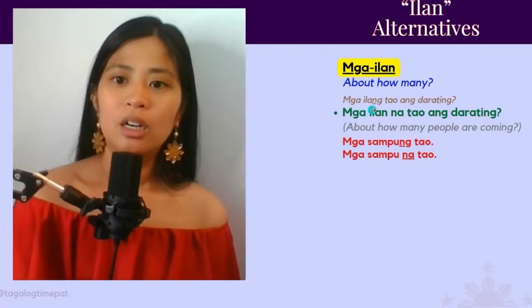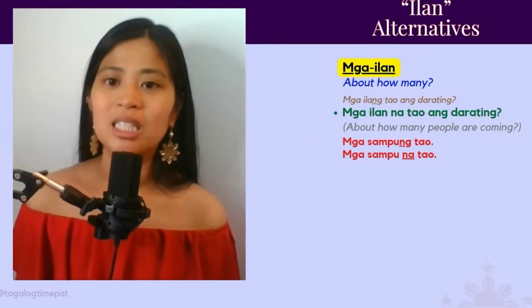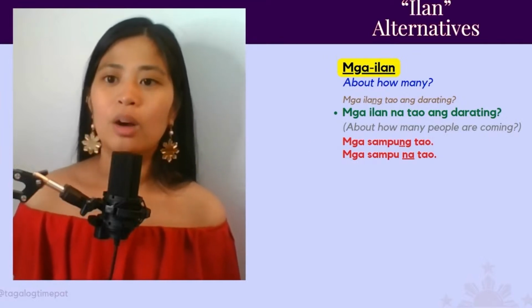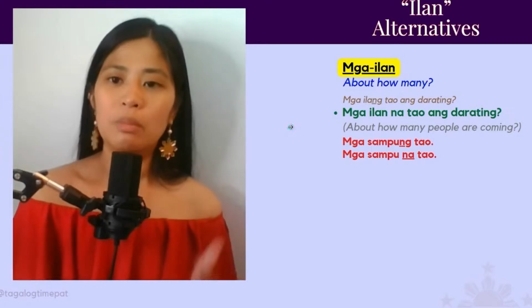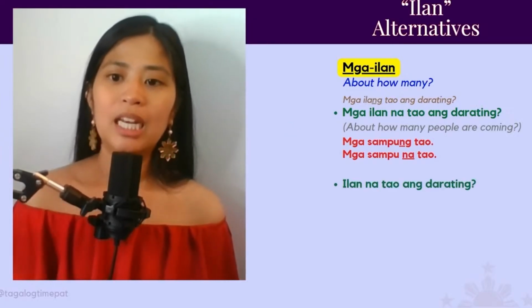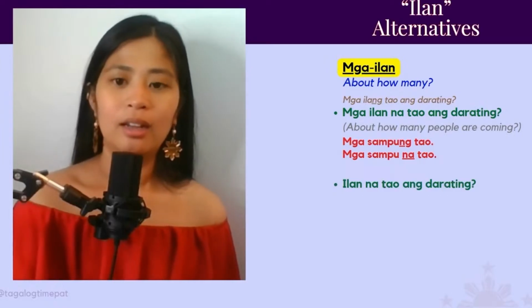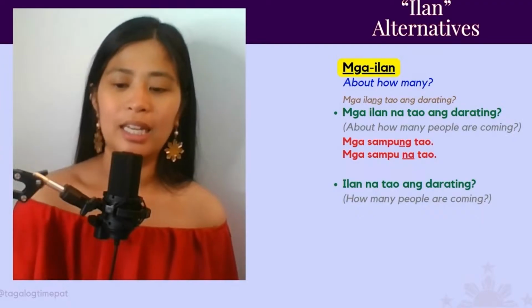And up here, I just wanted to show you, you can make a contraction again. Instead of mga ilan na tao ang darating, it's mga ilang tao ang darating. About how many people are coming. So that's just a pronunciation tip. Make that contraction to make it flow a little bit better. Another example, ilan na tao ang darating? How many people are coming? Ilan na tao ang darating?